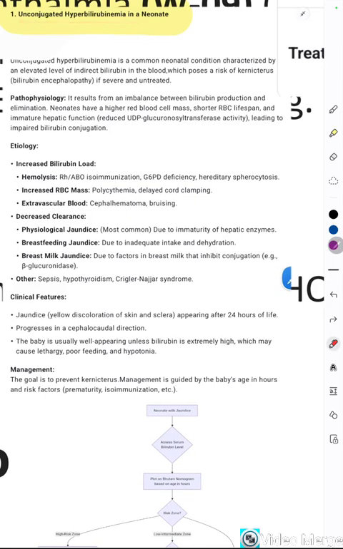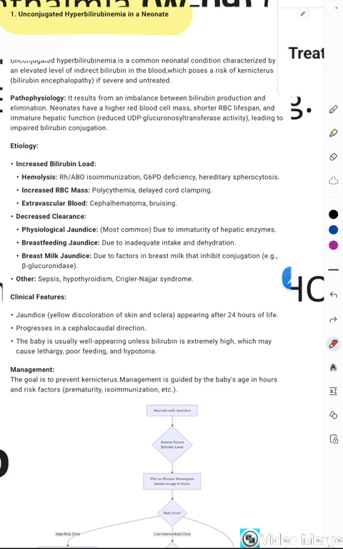Unconjugated hyperbilirubinemia is a very common neonatal condition that is characterized by elevated levels of unconjugated bilirubin, and this unconjugated bilirubin can easily cross the blood-brain barrier, because of which it poses a risk for kernicterus, that is bilirubin encephalopathy. The pathophysiology is that it results from an imbalance between bilirubin production and elimination.